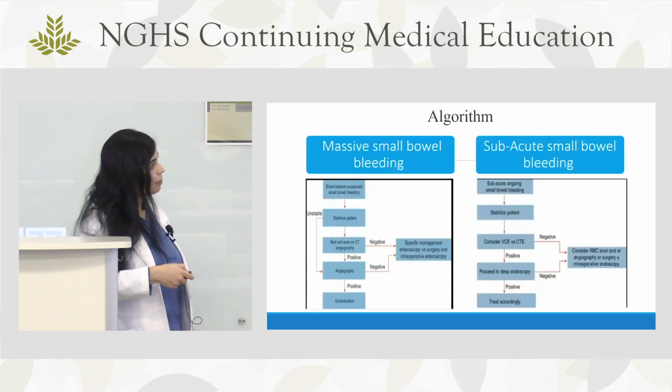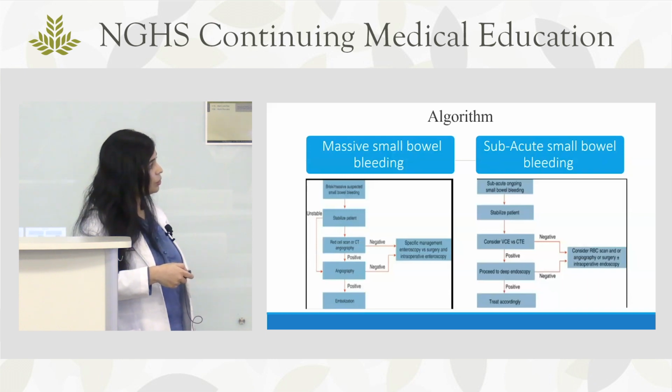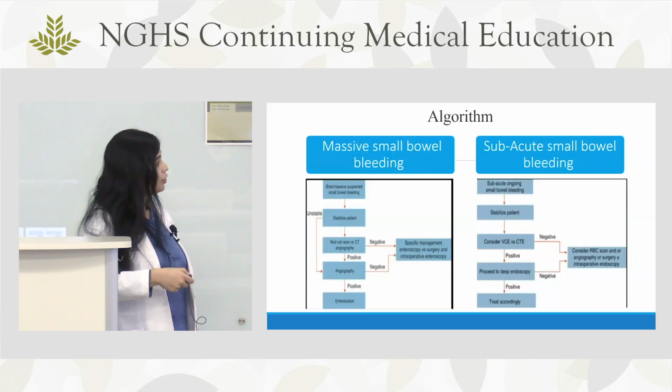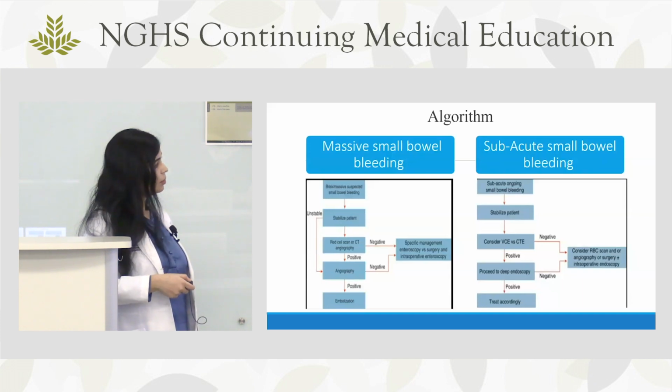So massive small bowel bleeding versus subacute small bowel bleeding. This is kind of the same algorithm that we went through before. So if you have a person that's coming in with a massive small bowel bleeding, you obviously first stabilize your patient. They are hemodynamically unstable with a massive bleed.